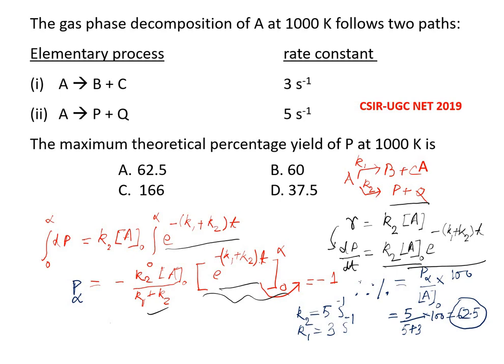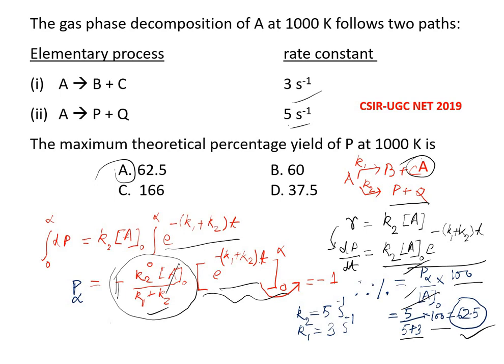So percentage yield is the product P infinity divided by the initial, that is A0, into 100, but P infinity is this one, just minus becomes plus, right. So this A0 and this A0 cancel out, so it gives you K2 by K1 plus K2 into 100. So K2 is 5 units, K1 is 3 units, so 5 by 5 plus 3 into 100. Okay, so that is the option A. It is right. So let us check. Yeah, option A is already okay.